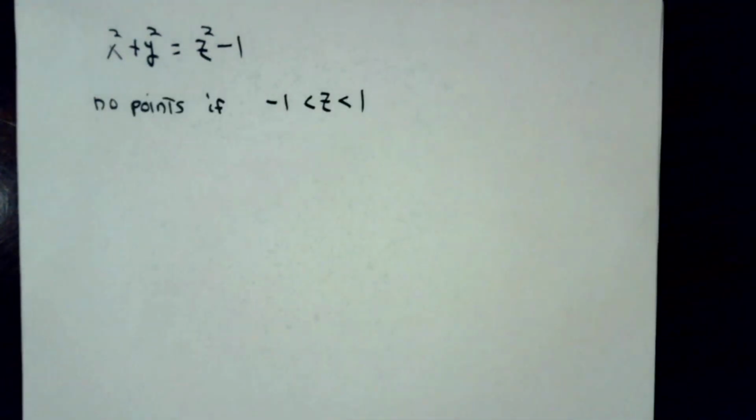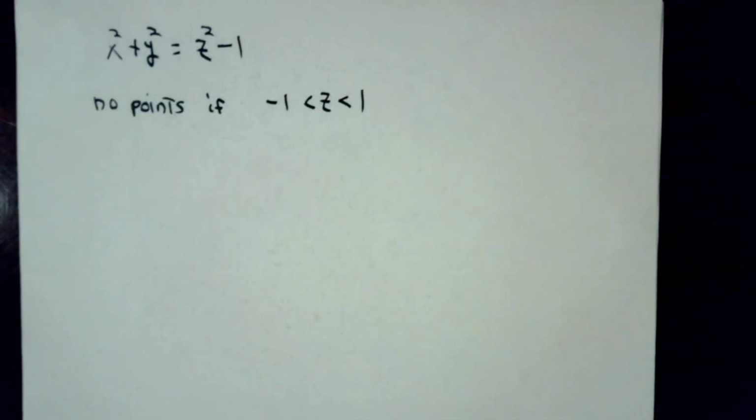As a second example, I'm going to look at x squared plus y squared equals z squared minus 1. This has an interesting feature. If z squared were smaller than 1, this would say that x squared plus y squared would have to be negative, which can't happen. So we have no points for a certain range of z values.